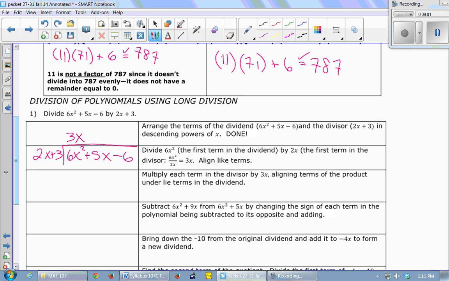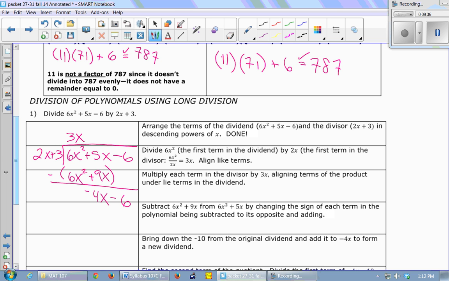And then you multiply your 3x times your 23, or 2x plus 3. So you do 3x times 2x and you get 6x squared. And then you have to do 3x times 3 and you get 9x. And you subtract. 6x squared minus 6x squared, 0, so that goes away. 5x minus 9x, negative 4x. Bring down the negative 6. Then you start the process again.